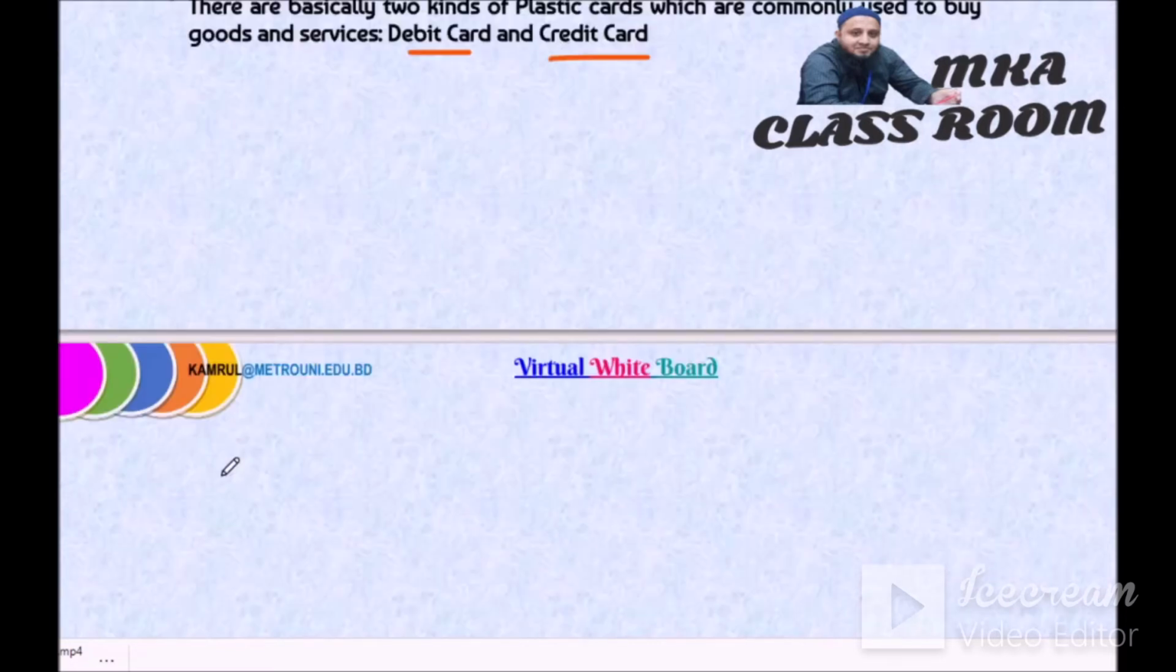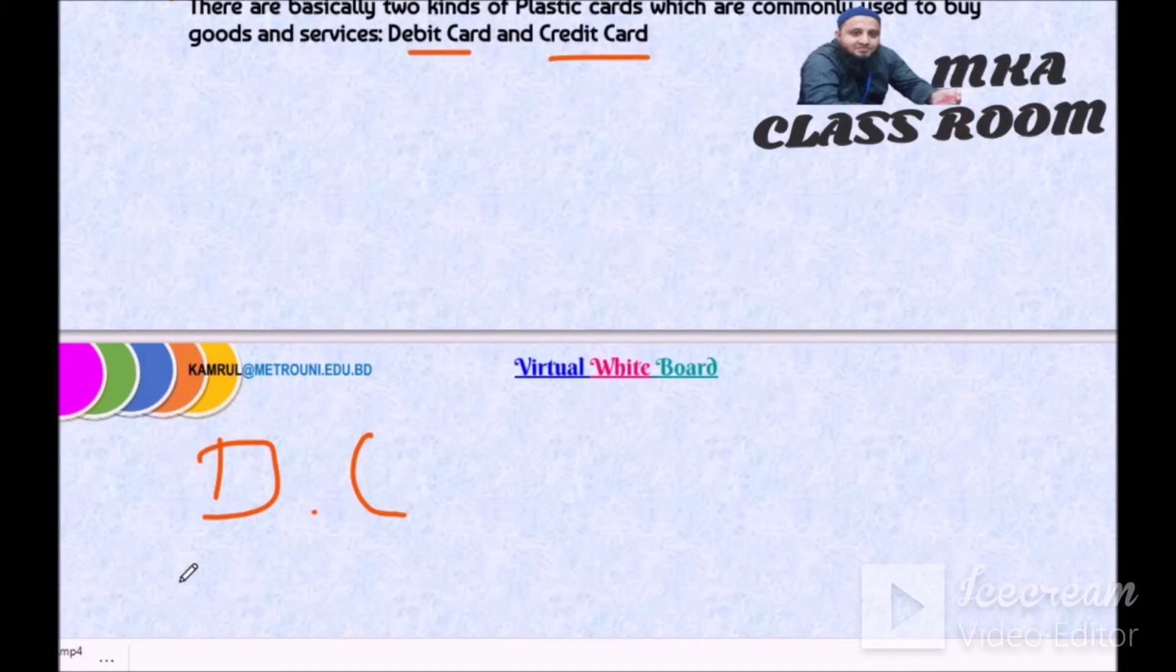Now at first we will try to see the debit card. What do we mean by a debit card? So a debit card is linked to the account of the cardholder, that is, the one who owns the card. Debit cards are usually issued by banks and financial institutions. When one uses a debit card, the money is immediately deducted directly from the person's account associated with that card.